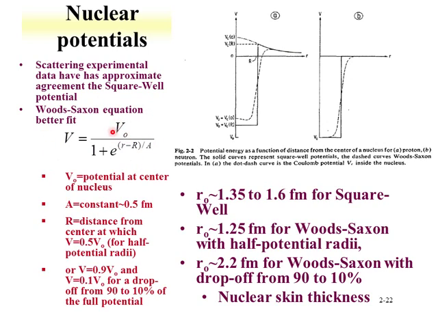Where I have this term is the potential at the center of the nucleus. There's a constant involved. R is the distance from the center at which the potential drops to a half. And at any given distance, I can measure this potential. What comes out of the square well potential is I get radii of 1.35 to 6 femtometers, where the Woods-Saxon gives me something a little bit less. The Woods-Saxon also describes something called the nuclear skin thickness.